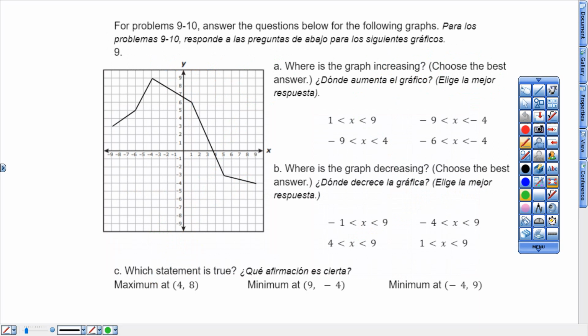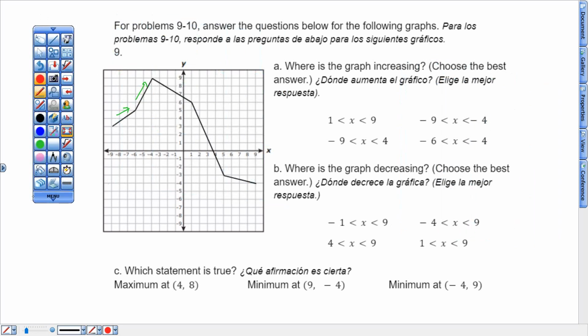This guy, where is the graph increasing? Increasing is where it's going uphill like this. And where it's increasing, I look at my x numbers to frame where it starts increasing, from -8 to -6. I can see that's one stretch where it's increasing. It looks like from -6 to -4 increasing. So it looks like the only answer that has from -6 to -4 is this one right here. And I don't see that other answer from -9 to -6, so I'm only going to circle that one.